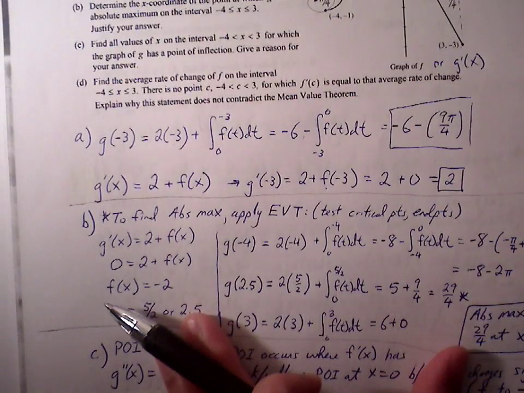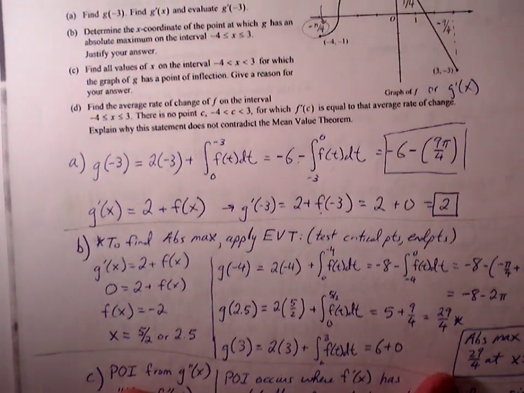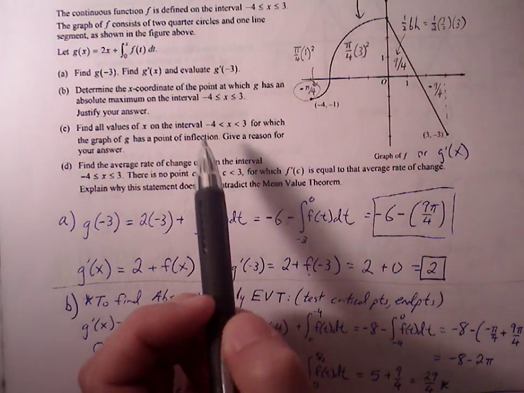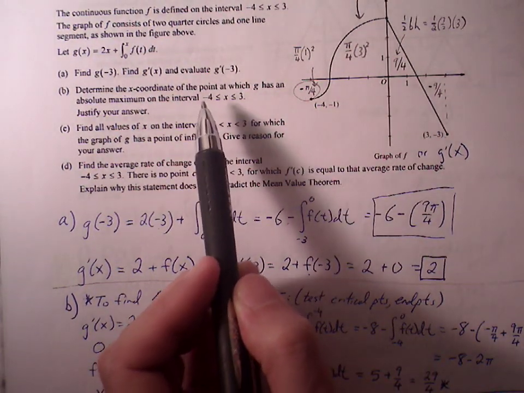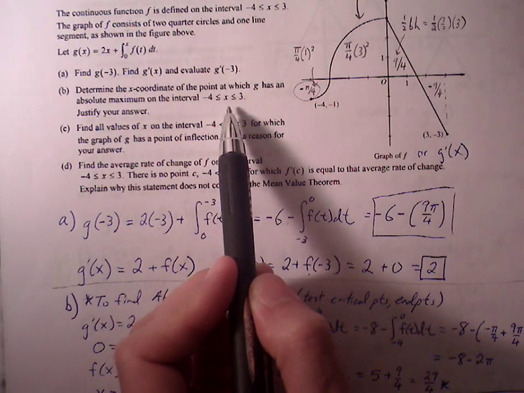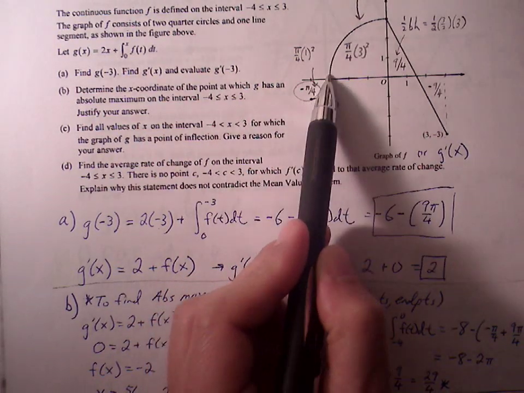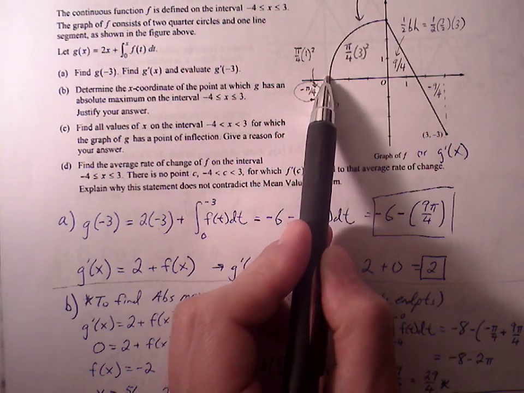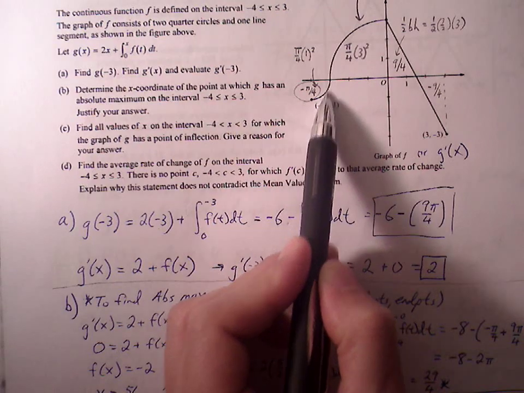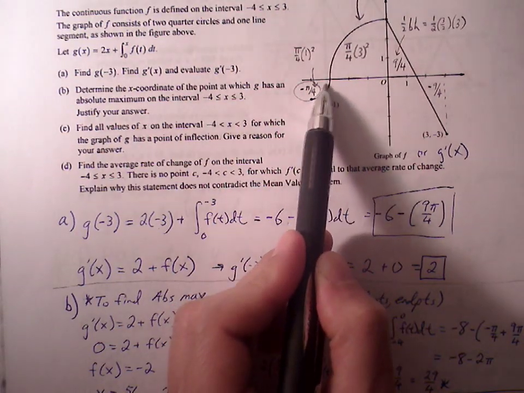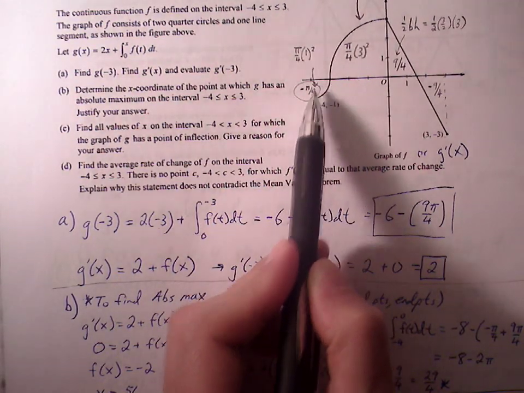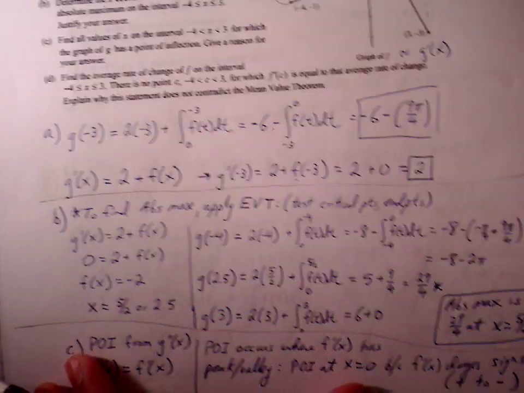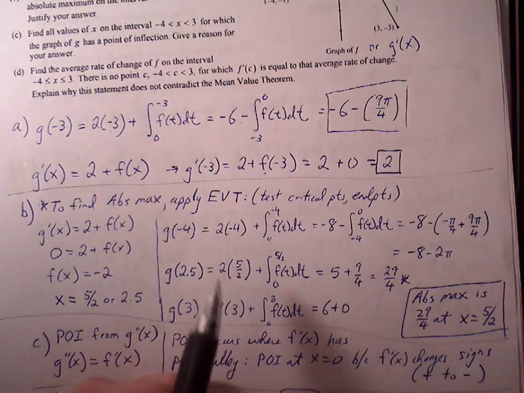Let's see, we're trying to find absolute max. So absolute max from -4 to 3. We are not going to test -3 because -3 is where the slope changes from a negative to a positive, so that's a relative min. So we don't have to test a relative min. We just have to test the endpoints and a relative max. So we'll test -4, 2.5, and 3.